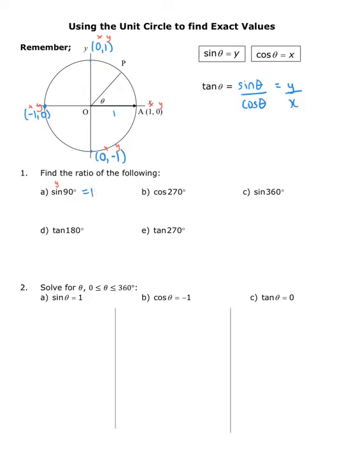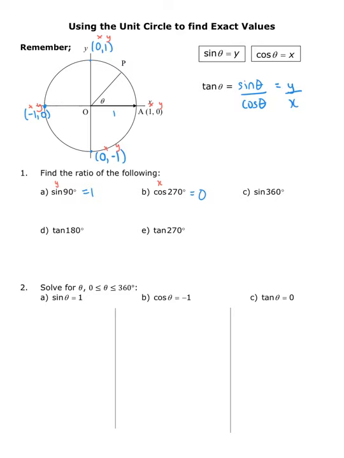The next question, we have cos 270. Cos, we're looking at the x value. So 0 degrees, 90 degrees, 180 degrees, 270 degrees is the negative y-axis. So we're going down. We're now looking at the x value, so that is equal to 0.